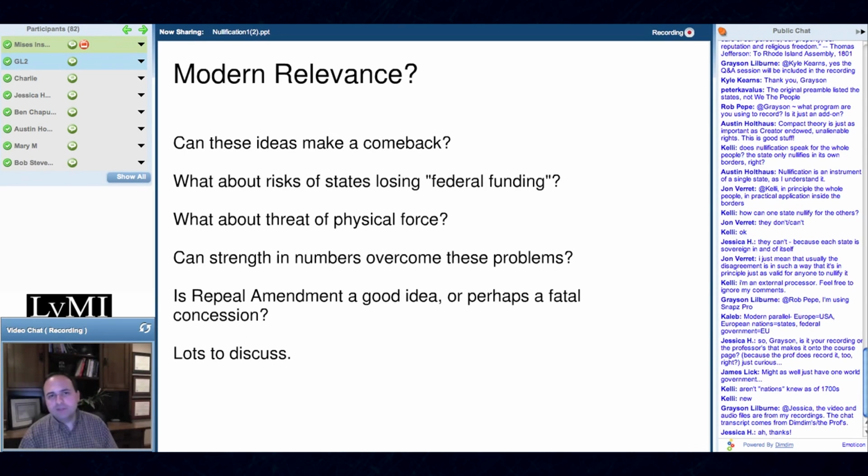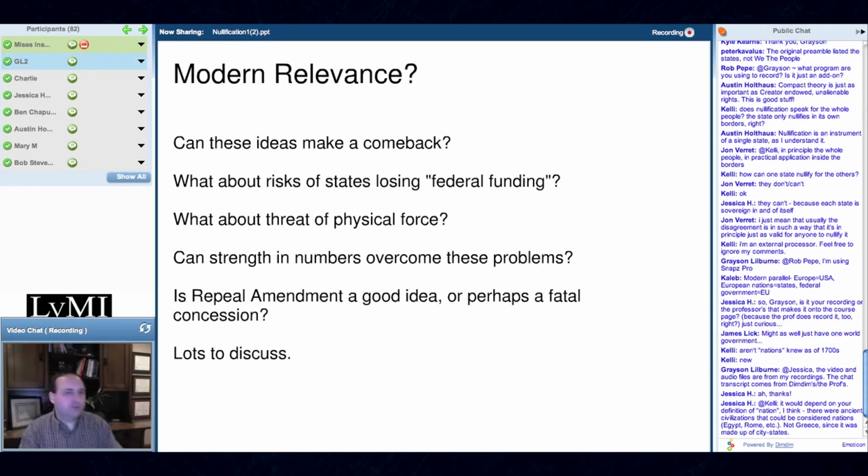Can these ideas make a comeback today? Is it possible? What about the states having their so-called federal funding taken away? If they resist the federal government, what if the federal government says, okay, you're not getting your highway money anymore? Because the federal government has a direct hand in the individual's pocket now. You can just take money away and not give it back. What about the federal government threatening to use physical force against a state? Is that conceivable? Can we overcome these problems through strength in numbers, through a whole bunch of states together saying we're not going to do this particular thing, so what are you going to do to us?